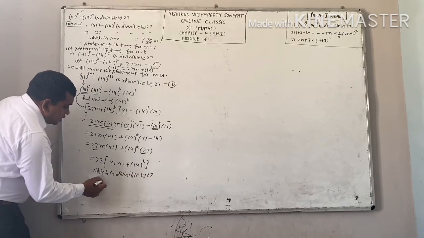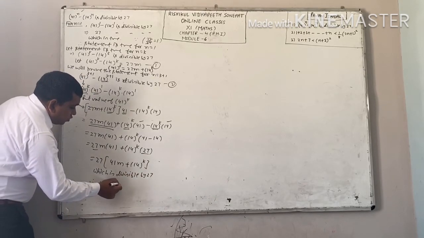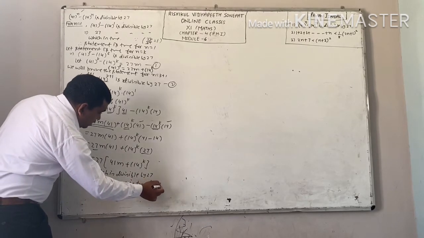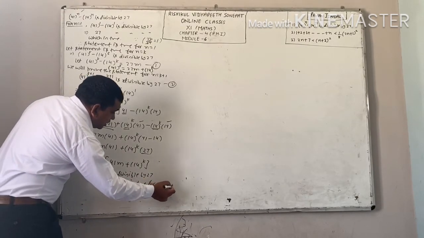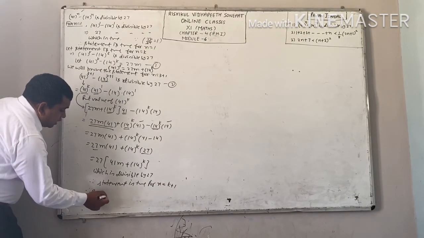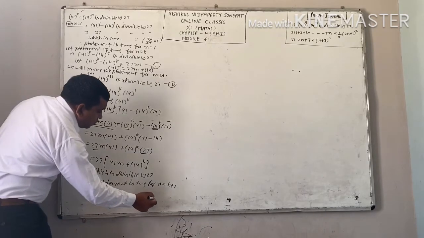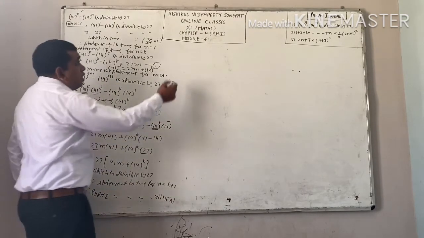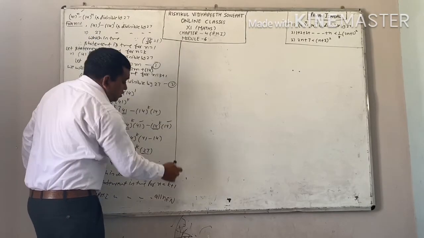Therefore, statement is true for n equal to k plus 1. Therefore, by PMI, you can say statement is true for all n belongs to natural number. Now let's move to next question.